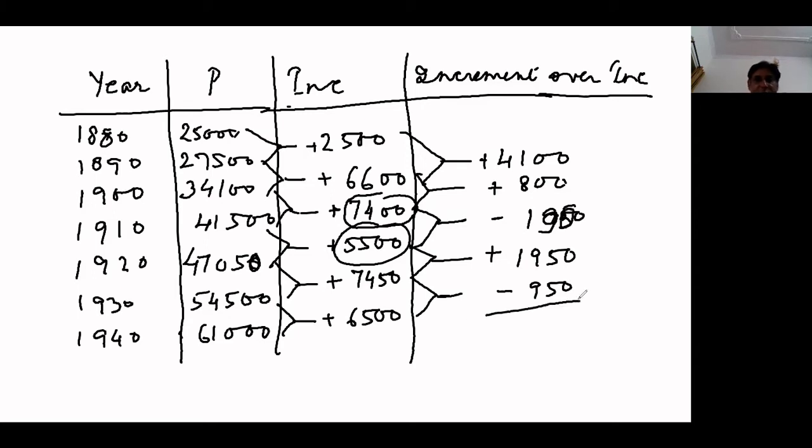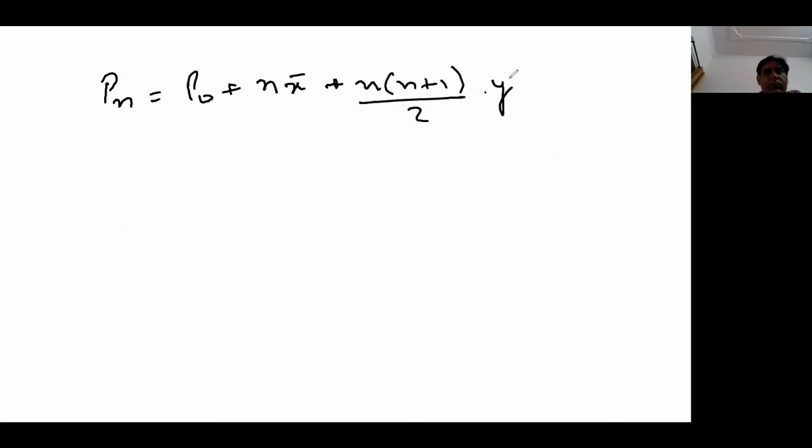So you calculate delta y. Delta y would come out to whatever be the value. Then using this formula, we calculate the population for any decade, right?